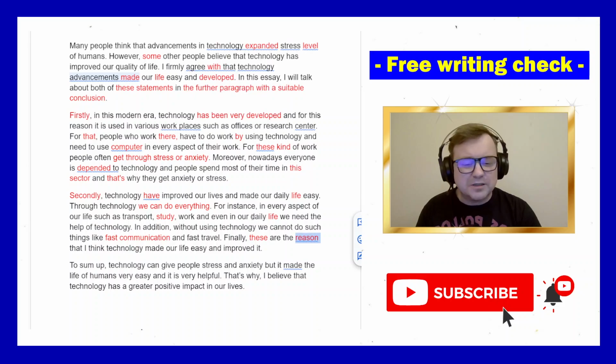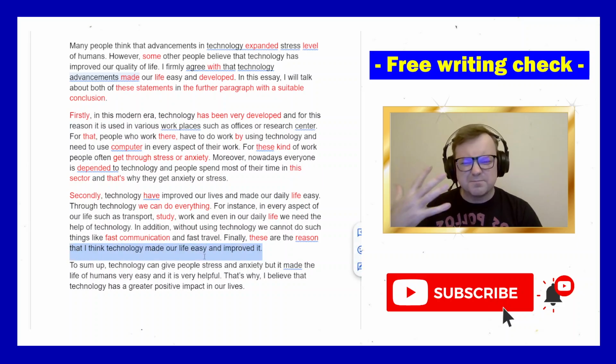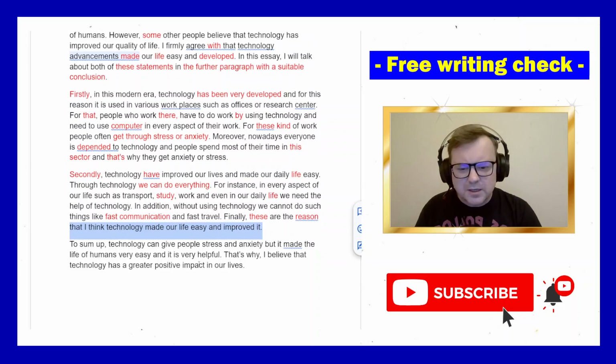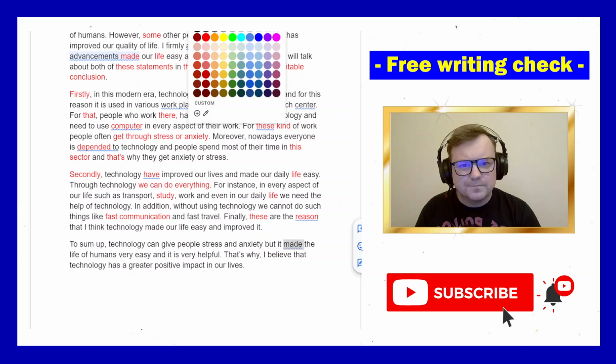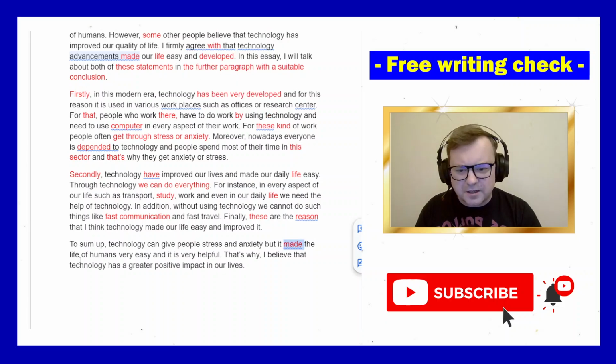You'll never, ever get more than a 5, probably, if you can't use singular and plural nouns, at least mostly accurately. "These are the reasons that I think", okay, that's unnecessary. I want to see the opinion really in the conclusion, but okay. "To sum up, technology can give people stress and anxiety, but it has made", not "it made", "it has made the life of humans very easy and it is very helpful."